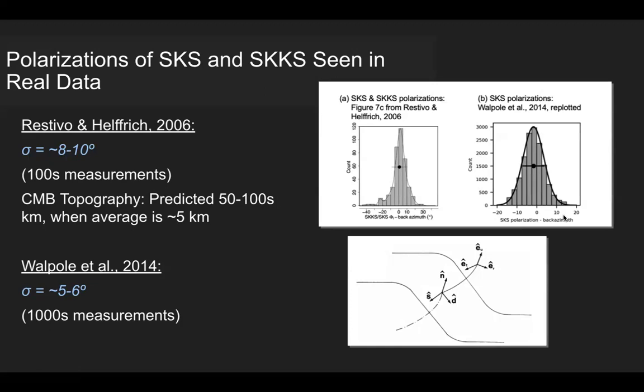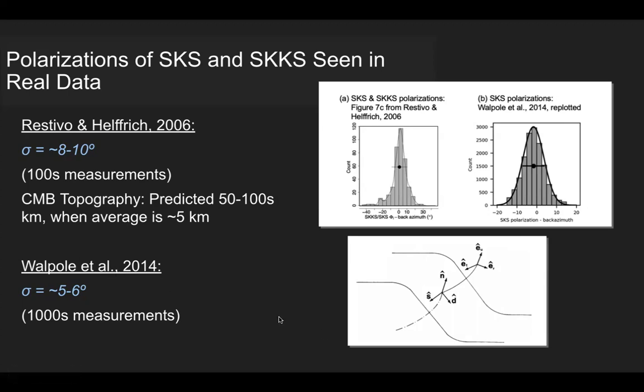They get much fewer outliers out to 40 degrees, and a sigma value closer to 5 to 6 degrees. So about half of what Restivo and Hilfrich saw. So they saw a significantly smaller number of polarization anomalies. I have never seen an SKS anomaly that high, really.